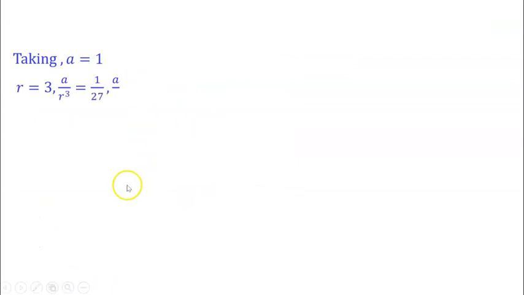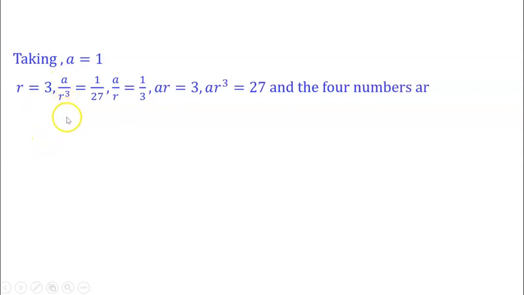Next, taking a is equal to 1, r is equal to 3. Then you will get a/r^3 is equal to 1/27, and a/r is equal to 1/3, ar is 3, and ar^3, where a is 1 and r is 3, that is 3 raised to 3, equal to 27. And the four numbers are 1/27, 1 by 3, 3 and 27. These are the four numbers.